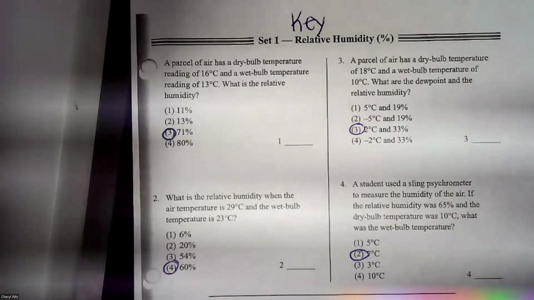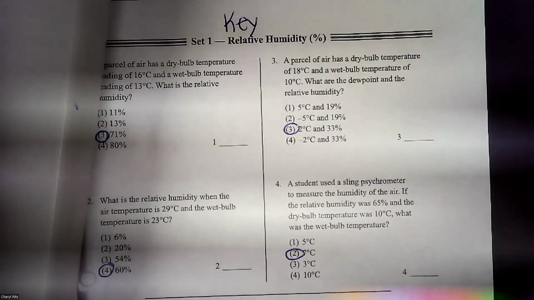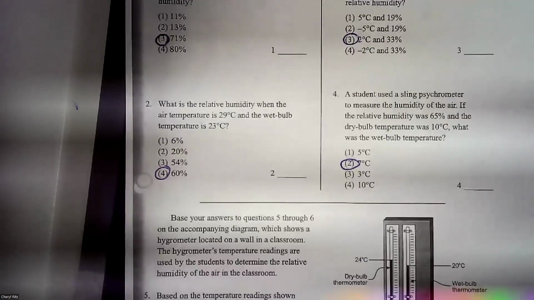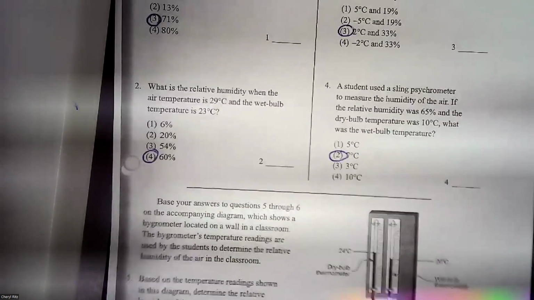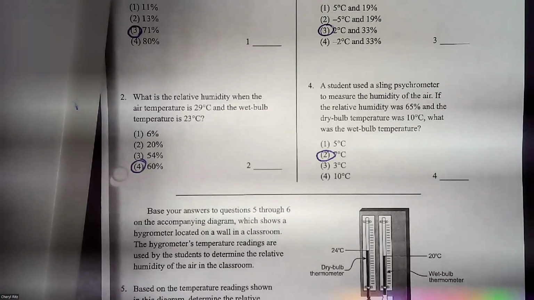So the answer on the relative humidity side to number 1 is 371. Number 2 is 4, which is 60%. Number 3 is 3. Number 4 is 2. Number 5, 69%. And 6 is dew point. Are there any there that you did not get the right answers to? Got them all right? Yeah?